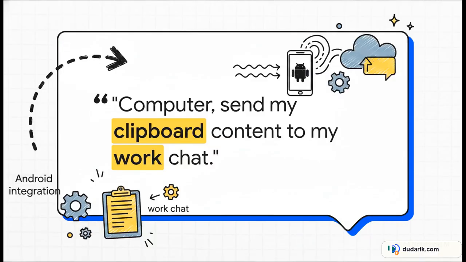And this is where it gets into real game-changer territory. Imagine saying something like, "Computer, send my clipboard content to my work chat." Think about what's happening there. It has to read the clipboard, then launch a different app, and then paste the text. That's not just one action, it's a chain of actions. That's true automation. Your AI is no longer just an encyclopedia, it's an active partner that gets things done for you.